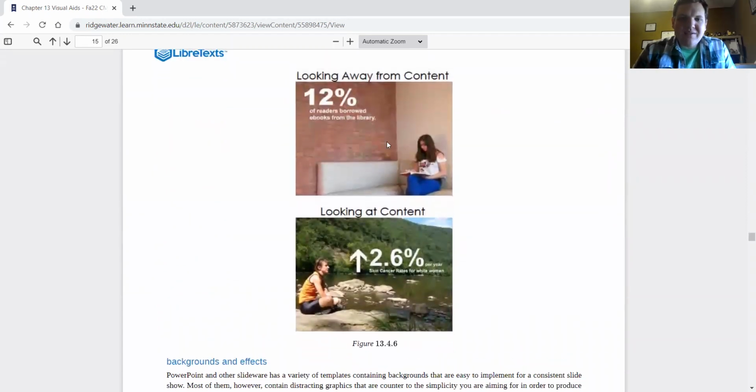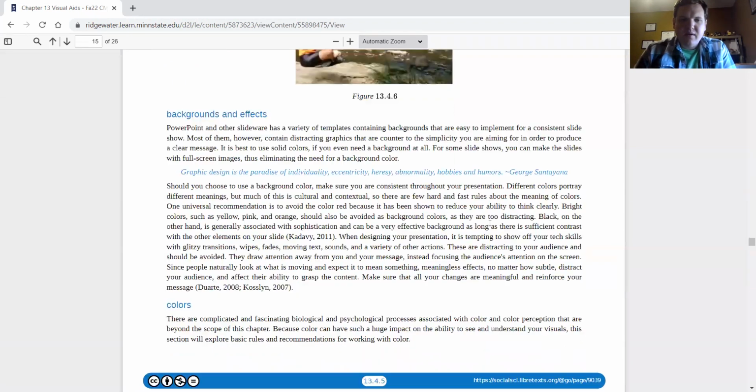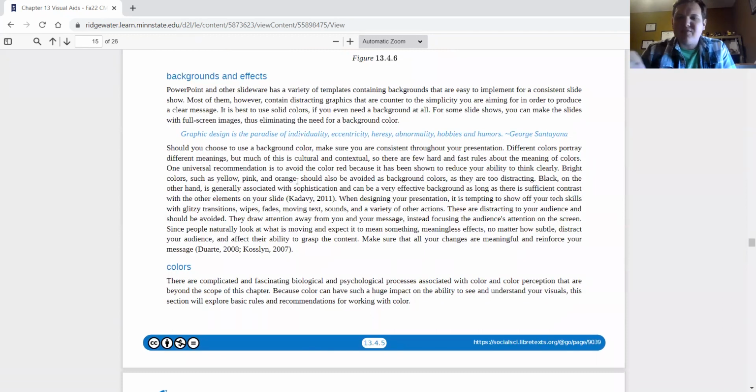Looking away from content. So again, these are two ways of looking at content. Where's the person looking on these pictures? Both of these are good examples of visual aids where it has an image to attract the audience in very few words. So again, emphasizing the percentage and what does that percentage mean?